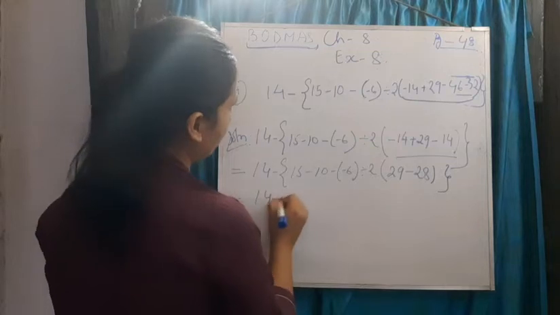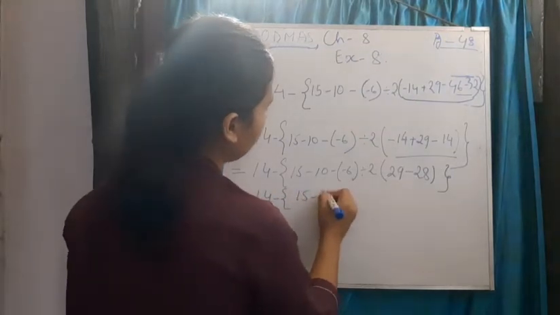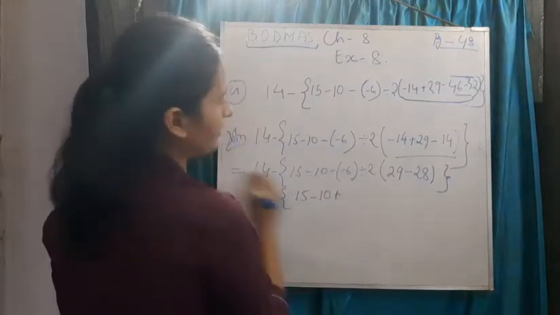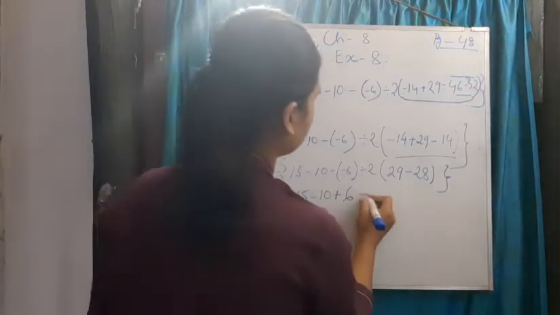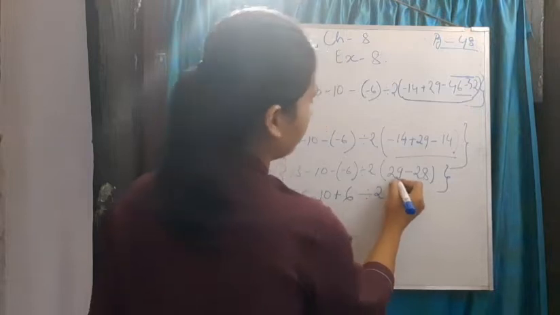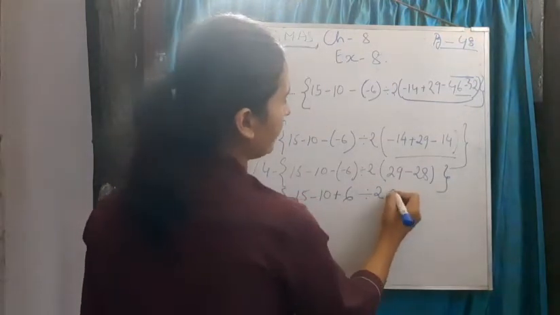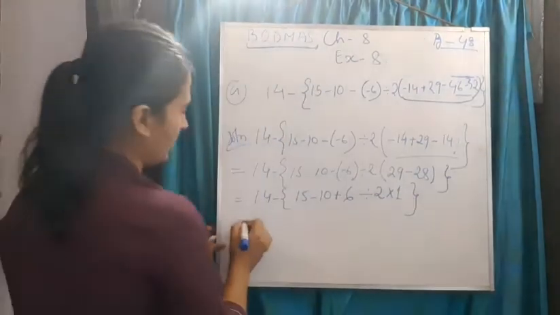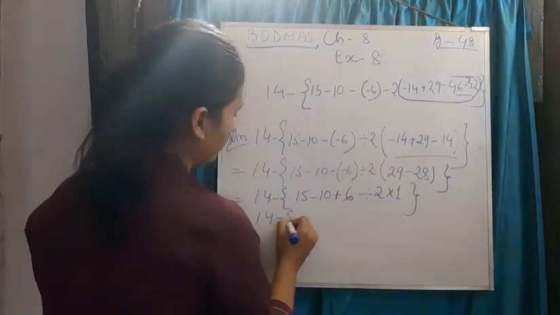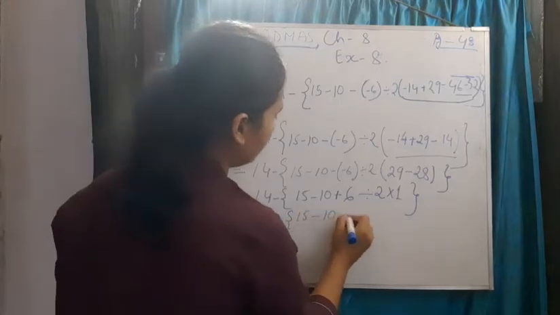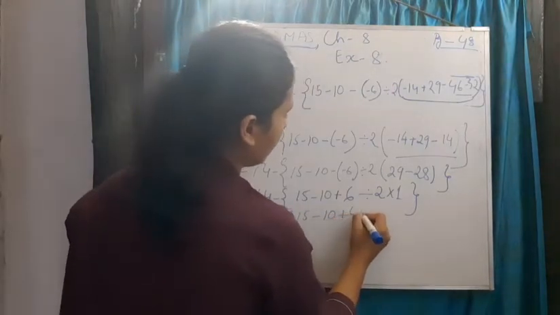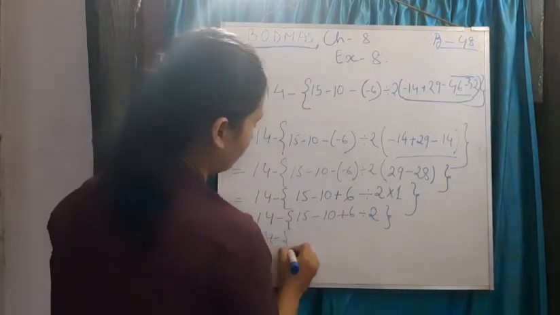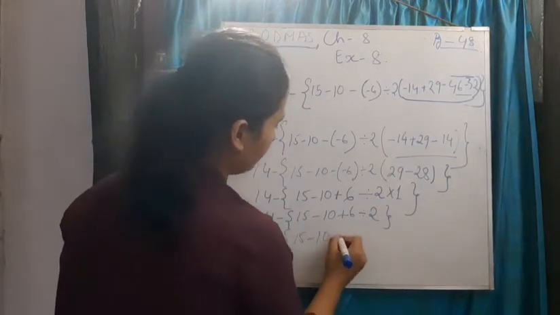Then next, 14 minus 15 minus 10. Okay, here you see this is minus plus, right? The sign will change to plus 6. And 29 minus 28 will be your 1. Okay. Next, 14 minus 15 minus 10 plus 6 divided by 2, right?